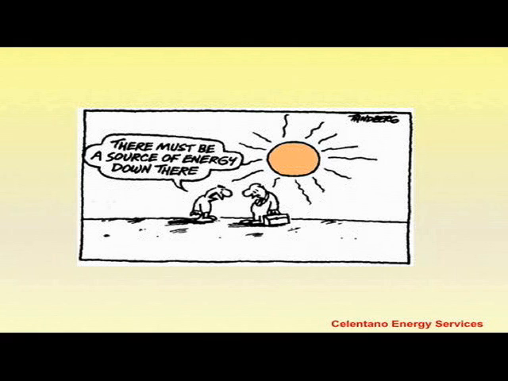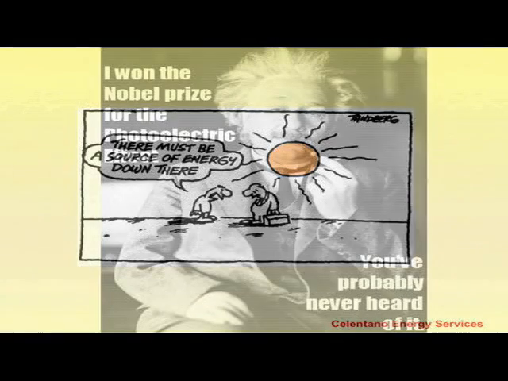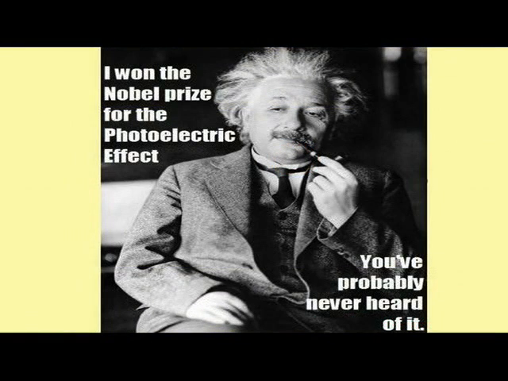Now, photovoltaic electricity is nothing new. As a matter of fact, Einstein received his Nobel Prize not for the theory of relativity, but rather for explaining the photoelectric effect. And this is the process whereby electrons are stripped off of their orbits by photons. We'll be looking into that later in this talk.